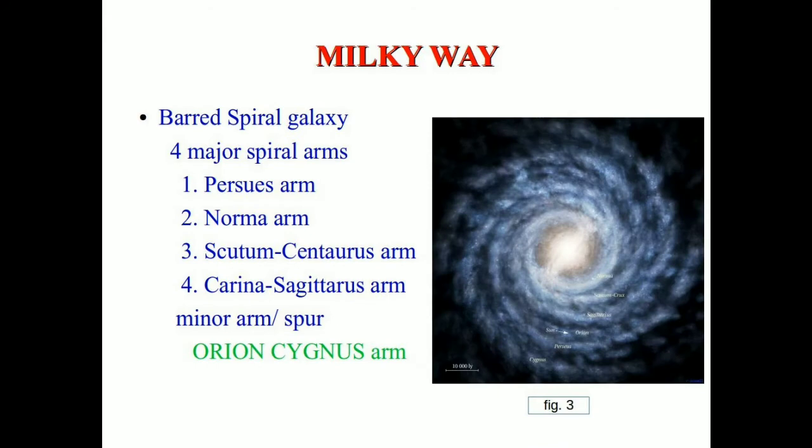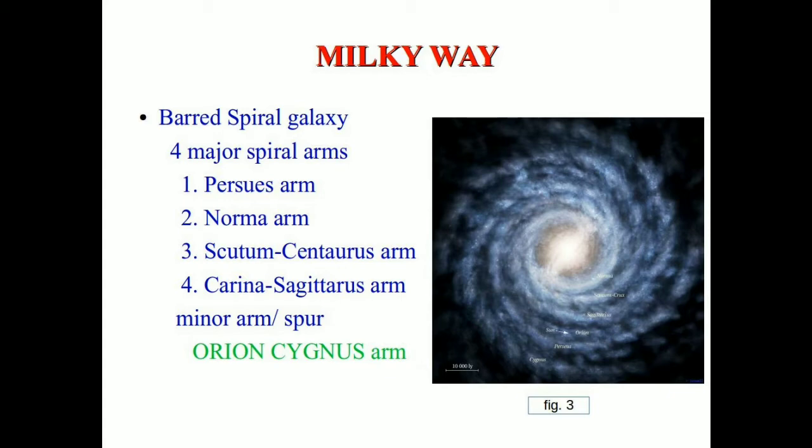Based on the shape, there are four main categories of galaxies: elliptical, spiral, barred spiral, and irregular. Milky Way is a barred spiral galaxy, which means it has a central bar as shown in the figure. The Milky Way galaxy has four major spiral arms and some minor arms. The major arms consist of the highest densities of both young and old stars, while the minor arms are primarily filled with gas and pockets of star forming activity. The four major spiral arms are Perseus, Norma, Scutum Centaurus, and Carina Sagittarius.